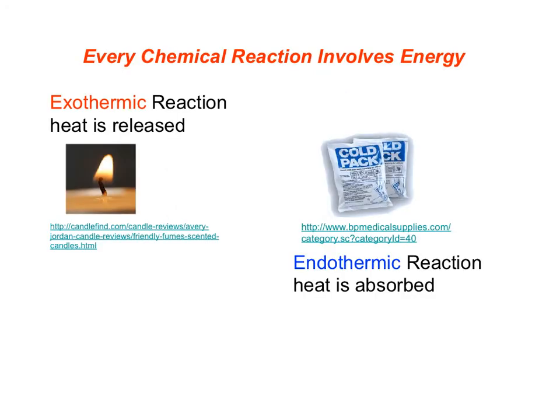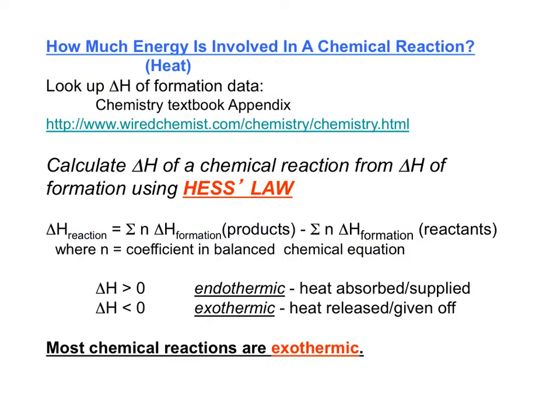Now, every chemical reaction involves energy. In an exothermic reaction, heat is released, for example, a candle burning. In an endothermic reaction, heat is absorbed, for example, a cold pack. Where is the heat going or coming from? The surroundings. We can quantify how much energy is involved in the chemical reaction by calculating the change in enthalpy, delta H. We will apply Hess's law to calculate delta H for a reaction.